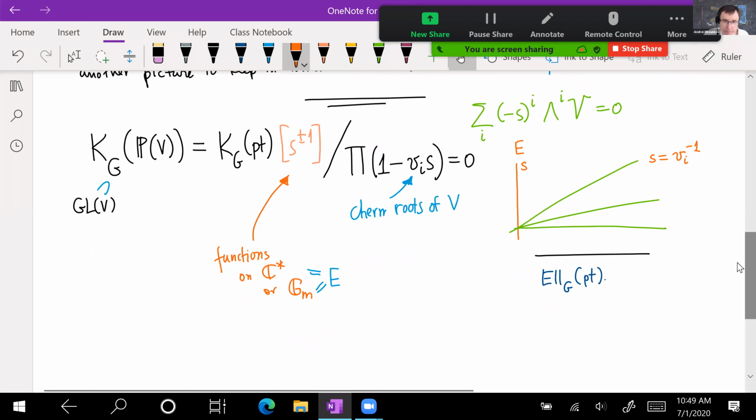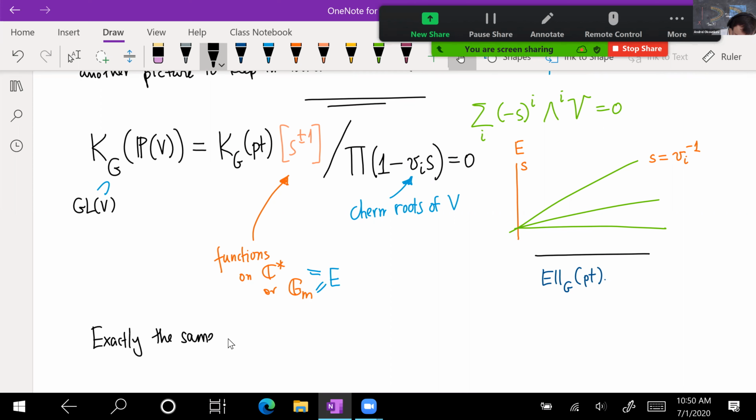So our first observation is that the exact same argument applies, literally the exact same argument. You don't need V to be a vector space over a point. You can have a bundle over some other space X. So this is a bundle.